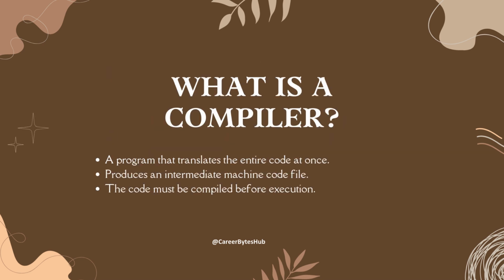A compiler is different from an interpreter. It translates the entire code all at once, producing an intermediate machine code file. This compiled file can then be executed, but the code must be compiled first before running it.